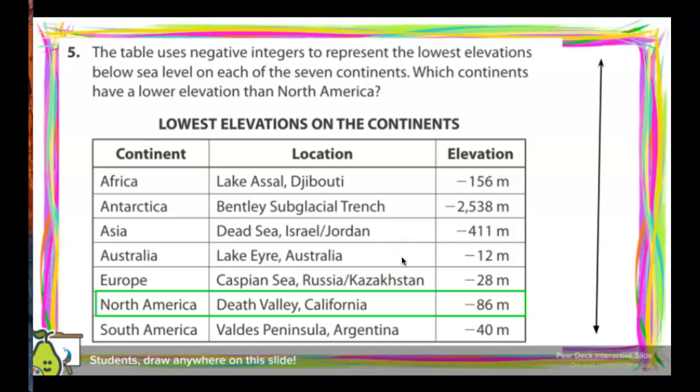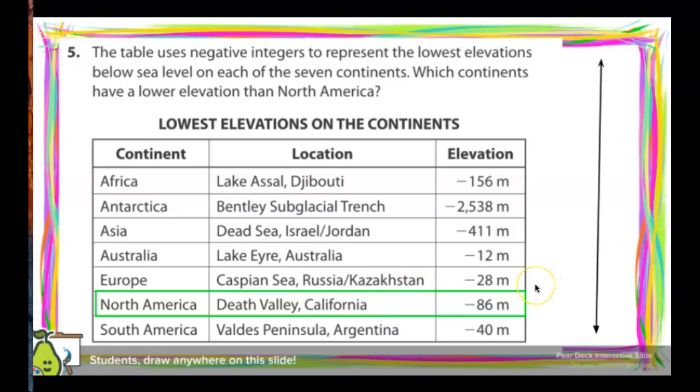So the table uses negative integers to represent the lowest elevation below sea level on each of the 7 continents. Which continents have a lower elevation than North America? So you could write anywhere in the slides to find the answer, and here is the line where you graph them. Let's see how you're gonna graph. So you could plot this first. You don't need to put the whole term.